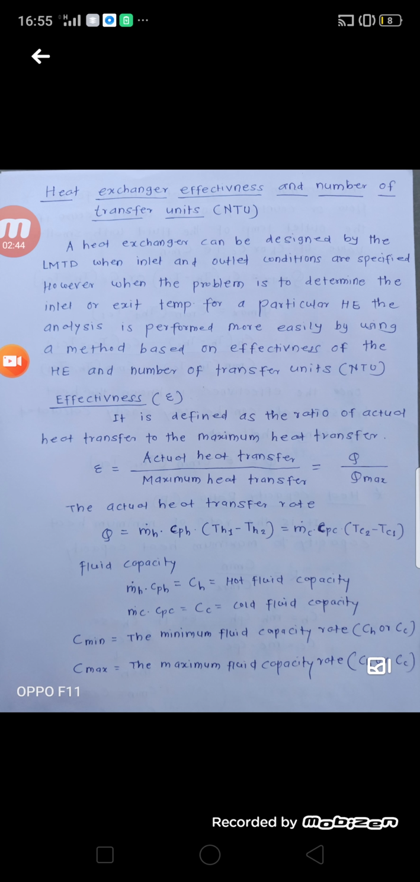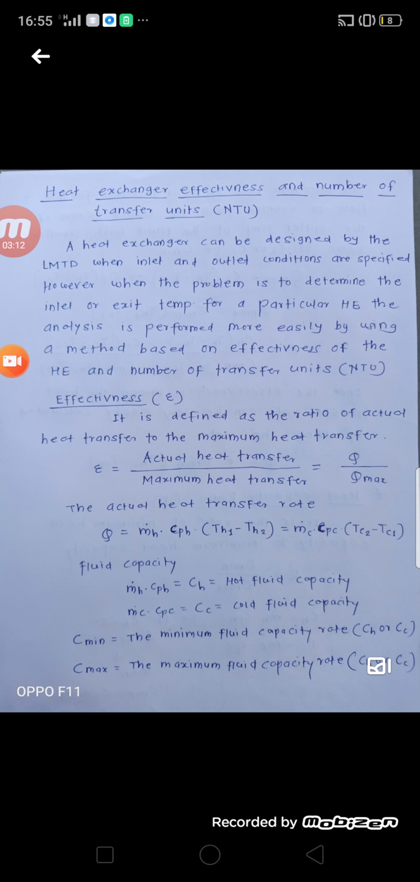What is meant by capital Ch and capital Cc? Capital Ch is the hot fluid capacity. How to find that hot fluid capacity? It is the product of mass flow rate and specific heat of the hot fluid, so mass flow rate is m dot H and specific heat is Cph. Similarly, Cc is the cold fluid capacity. How to find that cold fluid capacity? That is m dot C into Cpc.